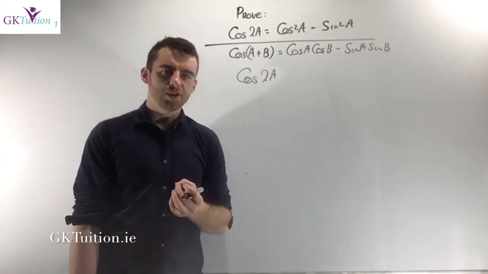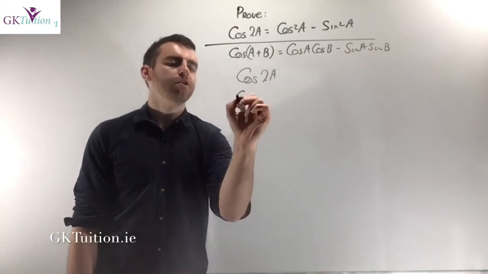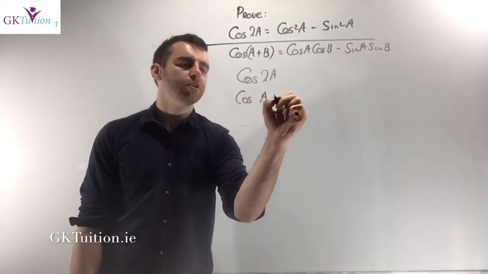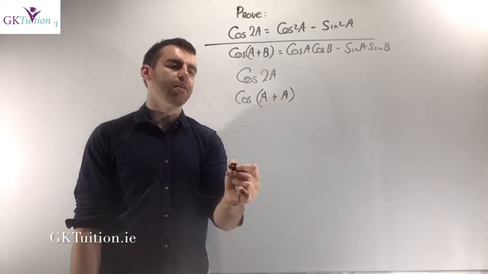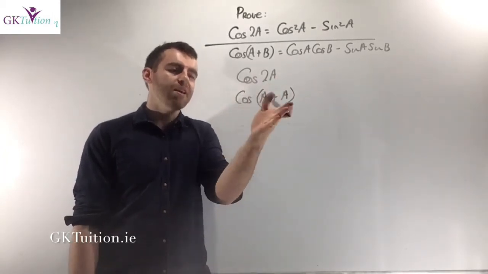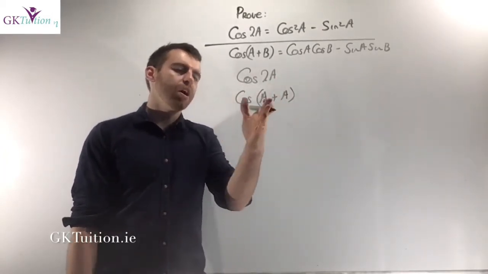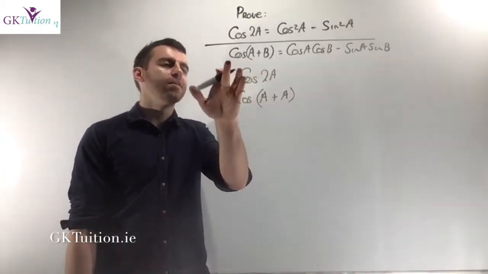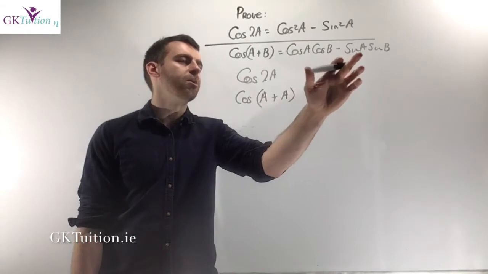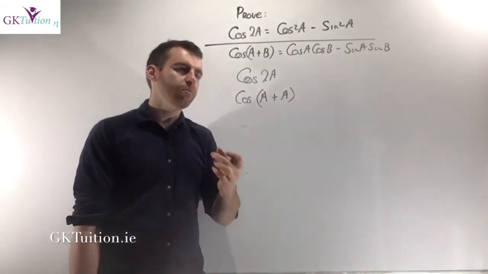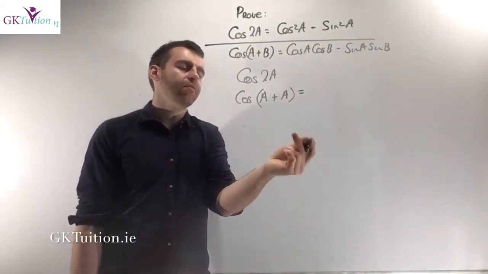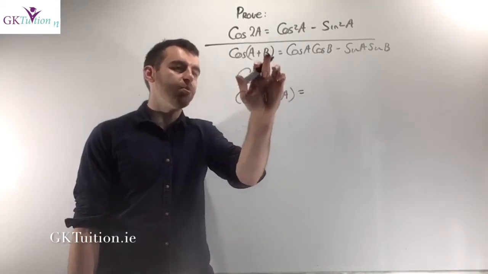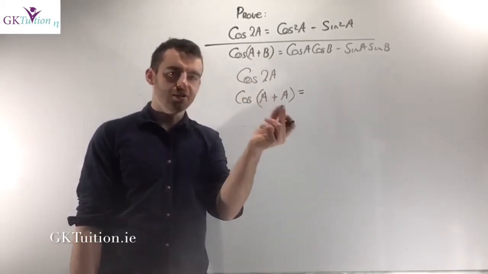The first thing we're going to do is split up 2a. 2 times a is obviously the same as 1 times a plus 1 times a. So cos 2a is the same as cos a plus a. So now I have the cos of an angle plus another angle. And I know from proof number 5 that the cos of a plus b is cos a cos b minus sine a sine b. I'm going to sub into that. The only difference is that in this case, a is a, but b is also a. Both of the angles are a.